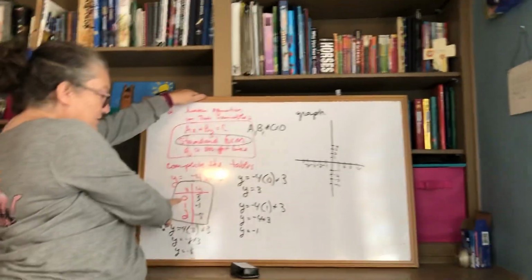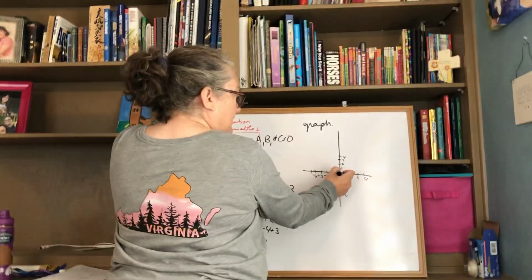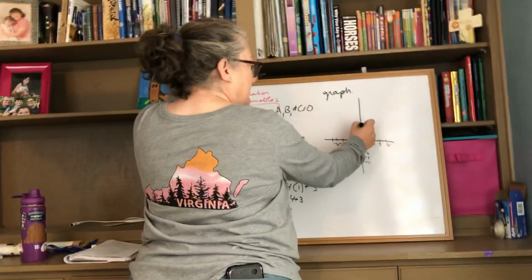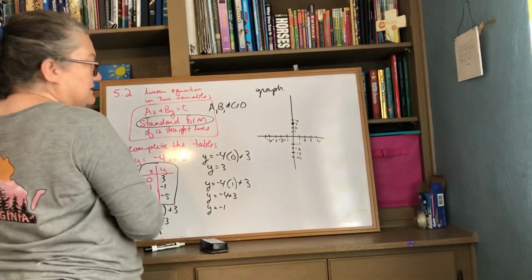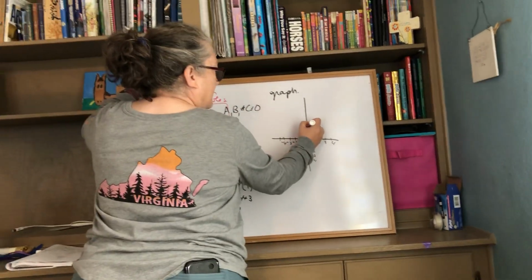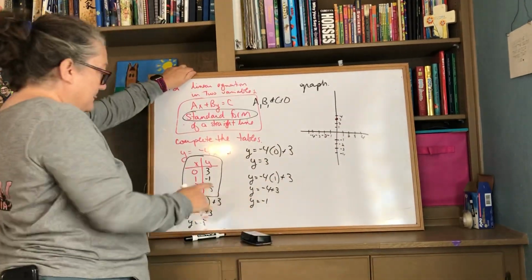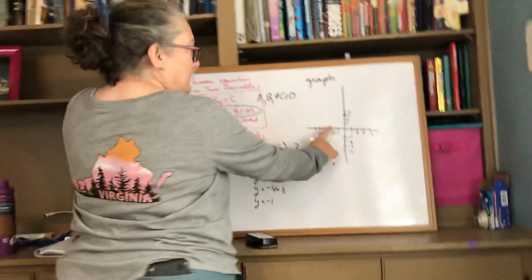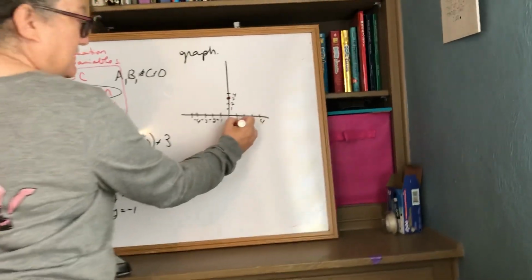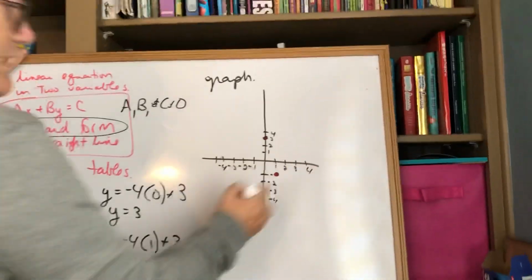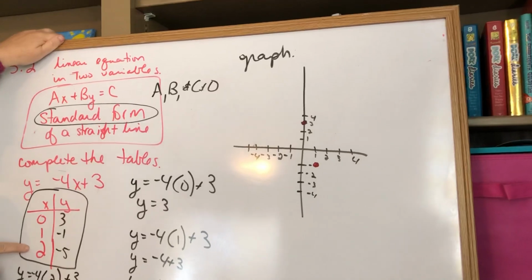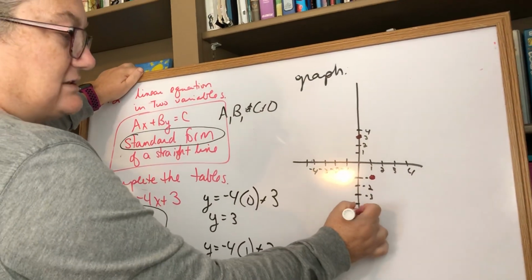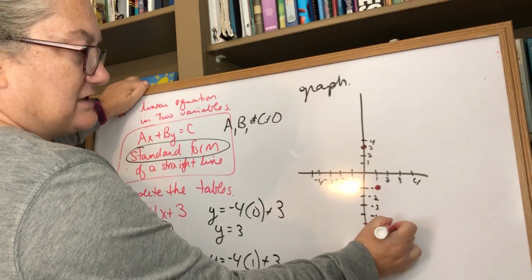So we first need to go with 0, 3. So that means 0, we don't go left or right, and 3, we go up. So here's my first point. Let me use it in red so that you can see it a little better. 0, 3. Our next point is at 1, -1. The 1 stands for the x, so I go over to the right 1 and then down 1, so that would be about right there. And the last one is at 2, -5. So I go over 2 and I have to go down to -5, which is here.